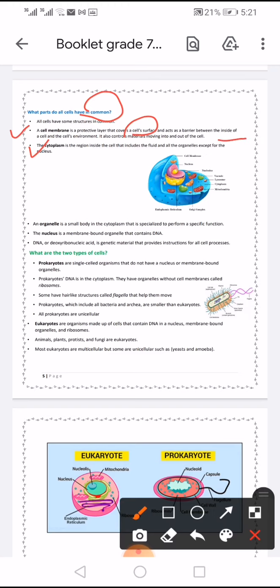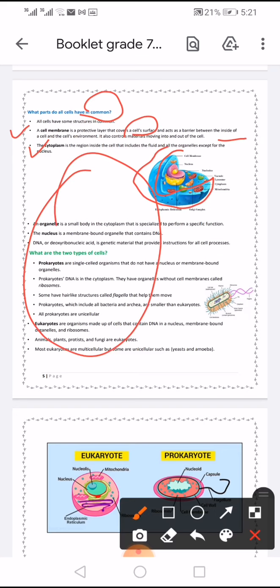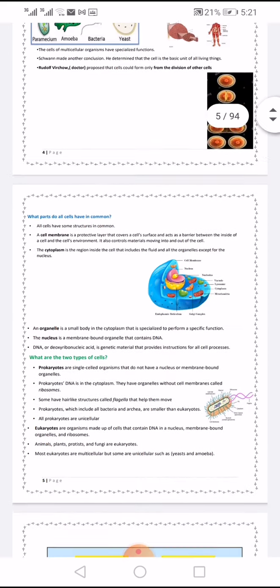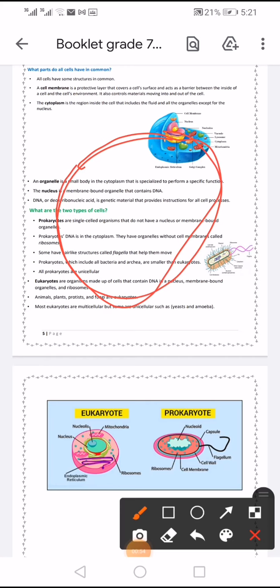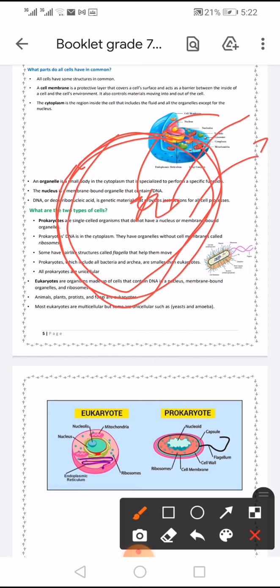Look, this is a cell membrane, the blue one. Let's imagine this is a cell. So this is a cell membrane. It's a protective layer that protects the cell and acts as a barrier between the inside of the cell and the outside, or the cell environment. It also controls material moving into and out of the cell. So the cell membrane controls what gets in and what gets out of the cell.